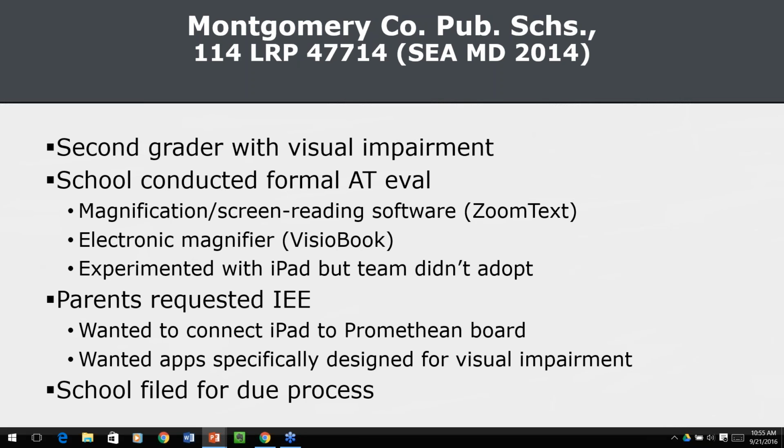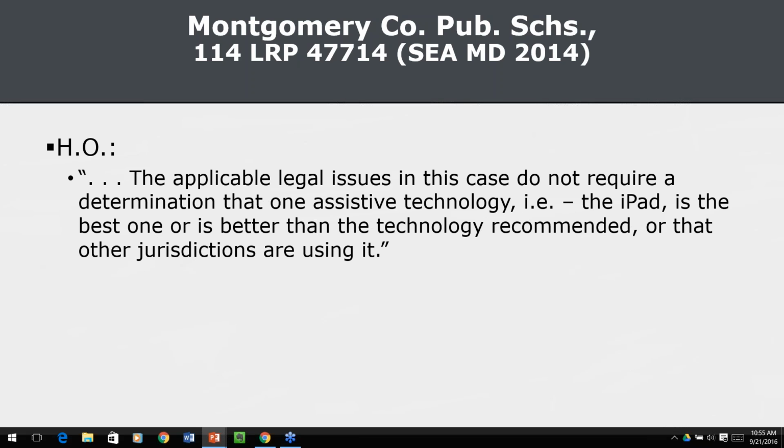The school district here filed for due process rather than grant the IEE. I find schools doing that more and more often, challenging the IEE request by defending their initial evaluation. Hearing officer here said, and I love this quote, "The applicable legal issues in this case do not require me to choose one device over another," right? The hearing officer also said, "I don't have to worry about whether other jurisdictions are using it because a neighboring school was using iPads for kids." The hearing officer said it's not really what other schools are doing.